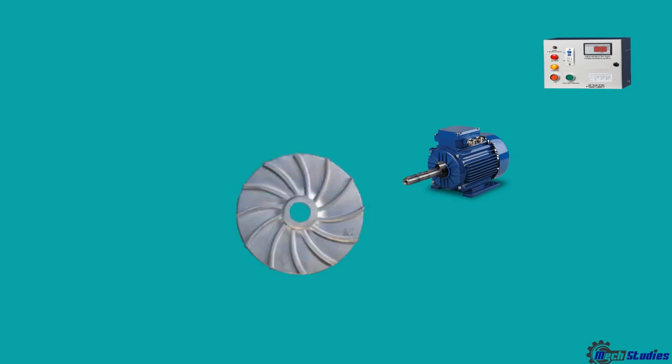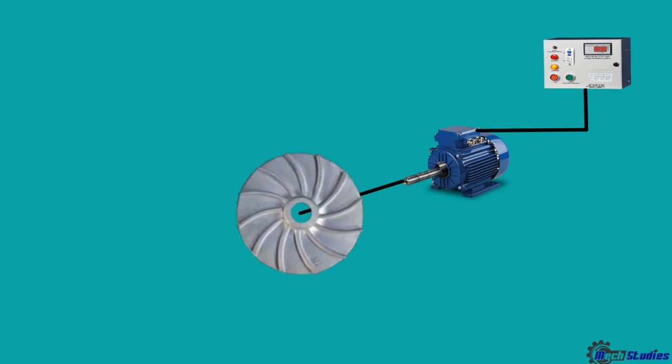This is the source of power. This is motor. This is an impeller. Now, when the electrical switch is on, power will be supplied to the motor. When the motor has power, the shaft will start to rotate. Motor shaft is connected to the pump shaft, and impeller is mounted on the pump shaft. So, the impeller will also start to rotate.